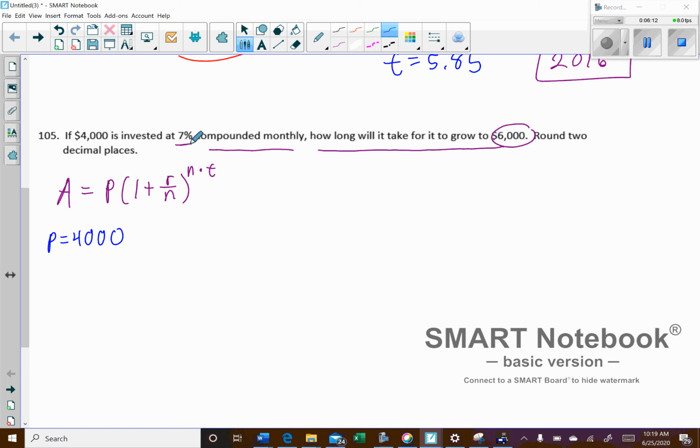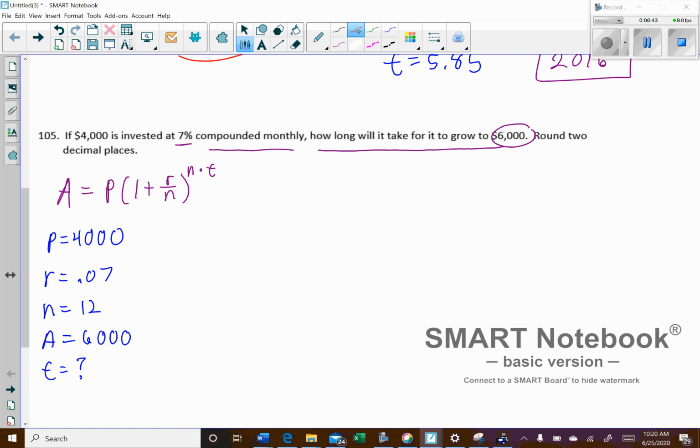We are expecting a 7% return, so we have to put 0.07, and we're going to compound monthly, so n is going to equal 12. We want it to accumulate to 6,000, and what we don't know is how long that is going to take. That's what we're trying to solve here. Once we get going, this can be very similar to the one we just completed.